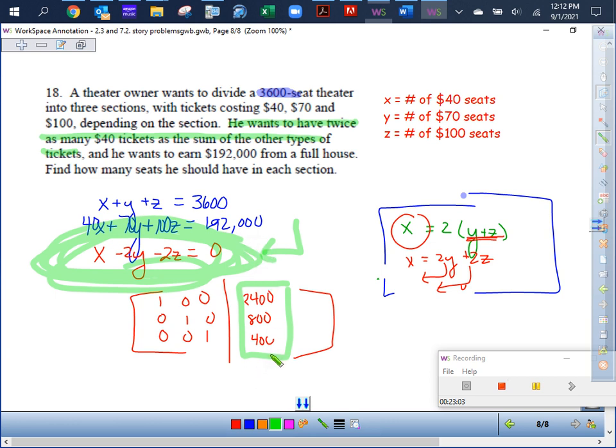Would you believe they also add up to 3,600? That's supposed to happen. So if you get a negative, this equation was probably incorrect. And then you'd answer it: 2,400 $40 seats, 800 $70 seats, and 400 $100 seats.